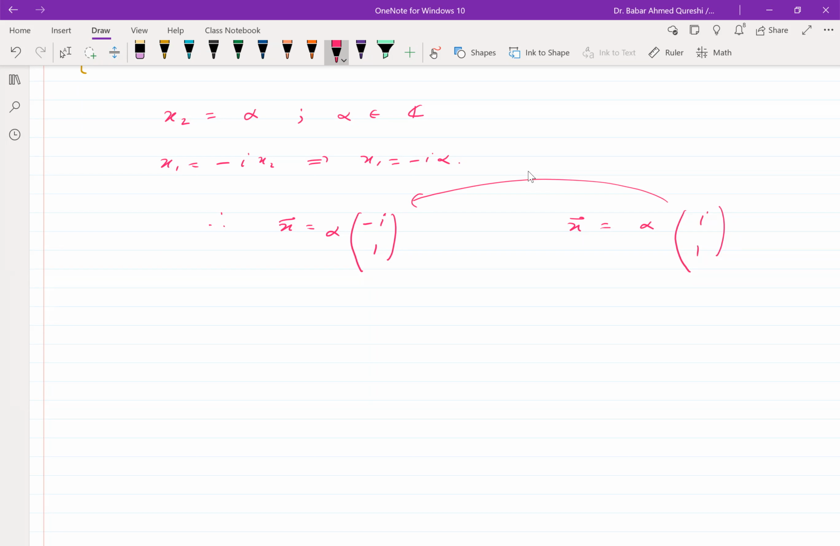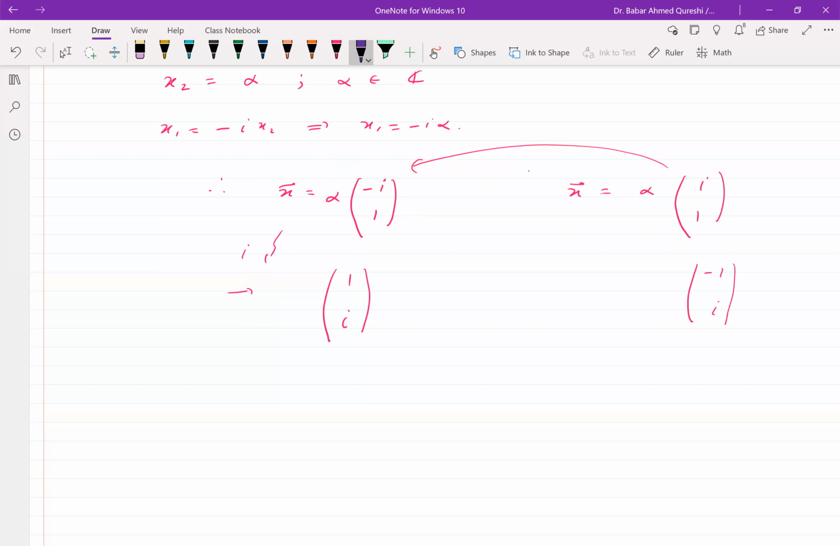So for example, if I multiply this guy by an iota, I'll get iota into iota, minus 1, and iota. So I don't get this. And when I multiply this guy with iota, I get minus 1, iota. So there's a difference. And actually you cannot find any number which will take one to the other. They are linearly independent. You can check their linear independence in the complex plane.